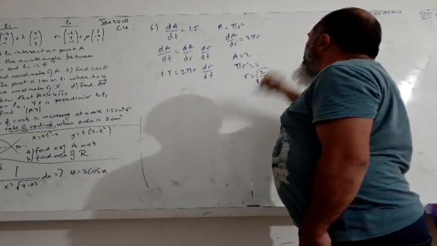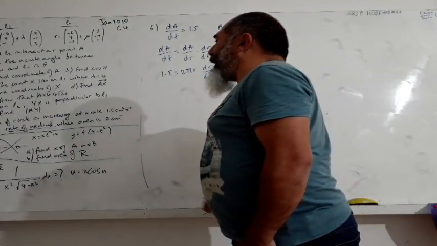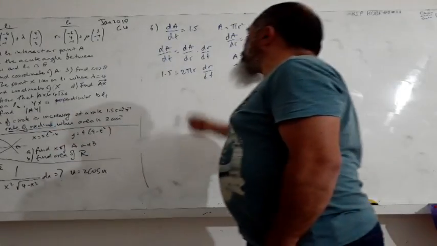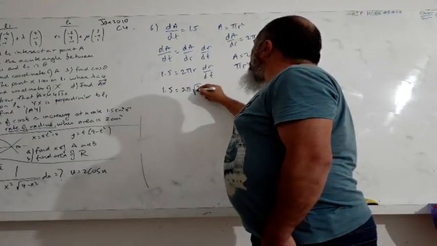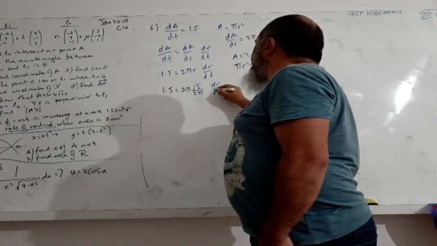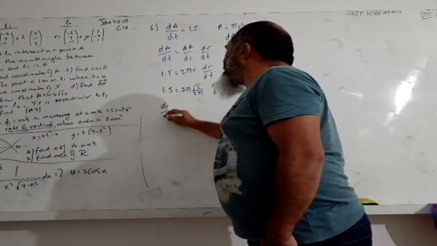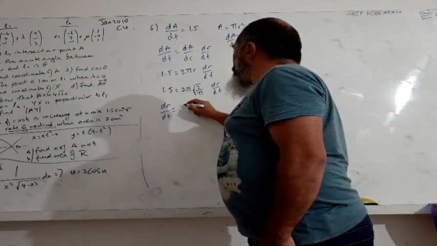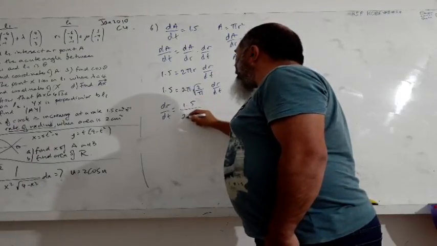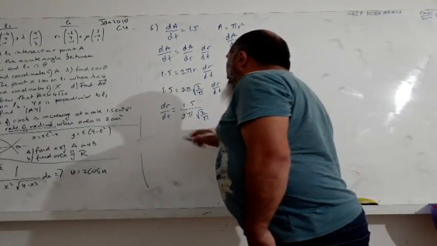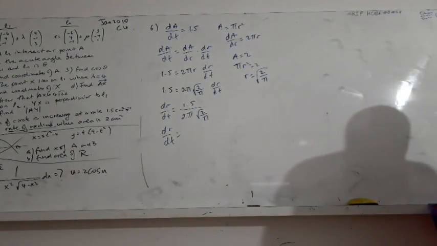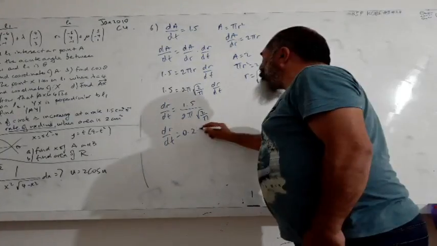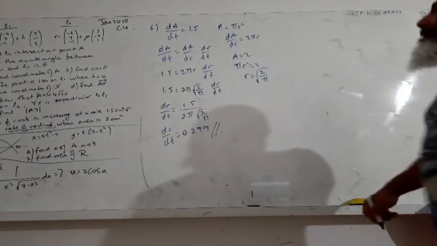That means the radius is the square root of 2 over pi. So substitute there, because we are looking for the rate of the radius. 1.5 is equal to 2 pi root 2 over pi times dr over dt. So dr over dt is equal to 1.5 divided by 2 pi times root 2 over pi, and dr over dt is equal to 0.299, and that's the answer for question 6.